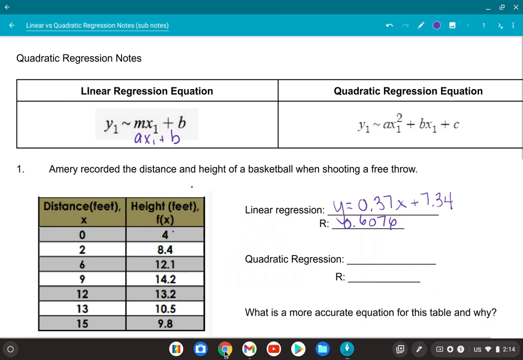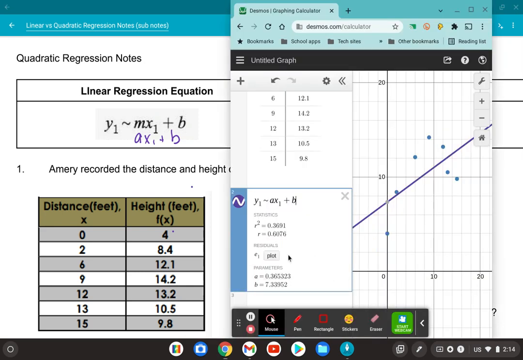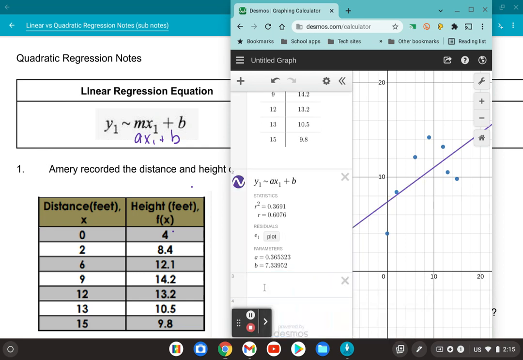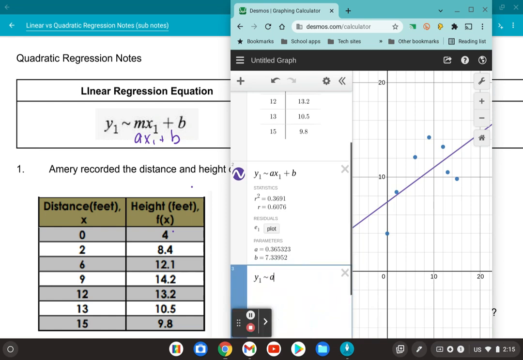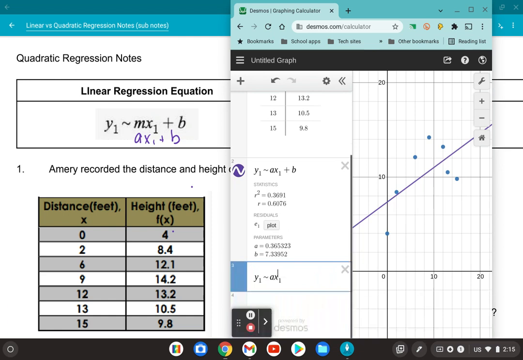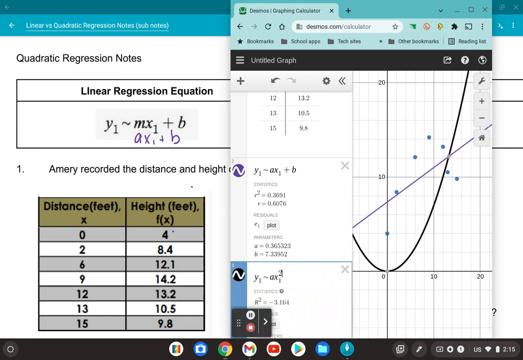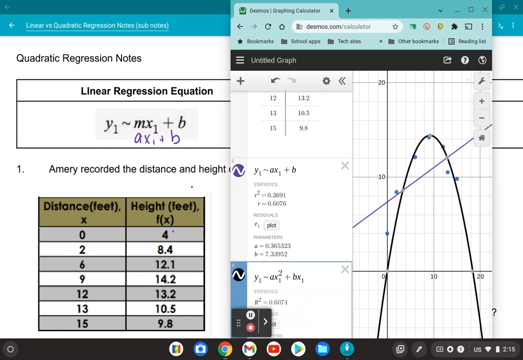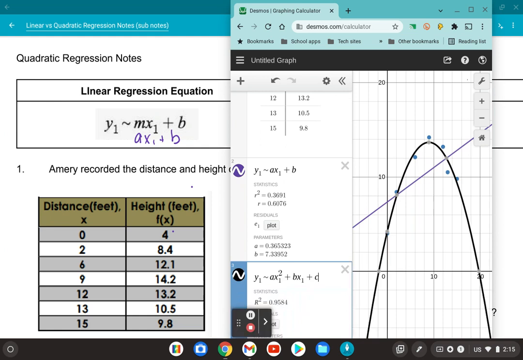Now, we're going to do the same thing. We're going to do it with a quadratic. So I'm just going to go down to the next one. Let me get rid of that. Maybe that'll move it. So we're going to go y1 tilde ax1, and then you need to raise it. So I do shift 6 squared, or if they're typing it, just do square. And then I'm going to go plus bx1 plus c.